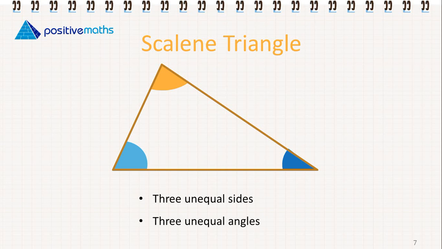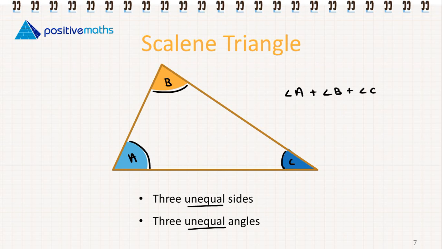On our last triangle, we have a scalene triangle. I'm going to label these angles A, B, and C. None of these angles are equal to each other. They are all unequal. And none of the sides are equal either. But we're just going to note here that A plus B plus C, even though they're not equal, will still add up to 180 degrees.